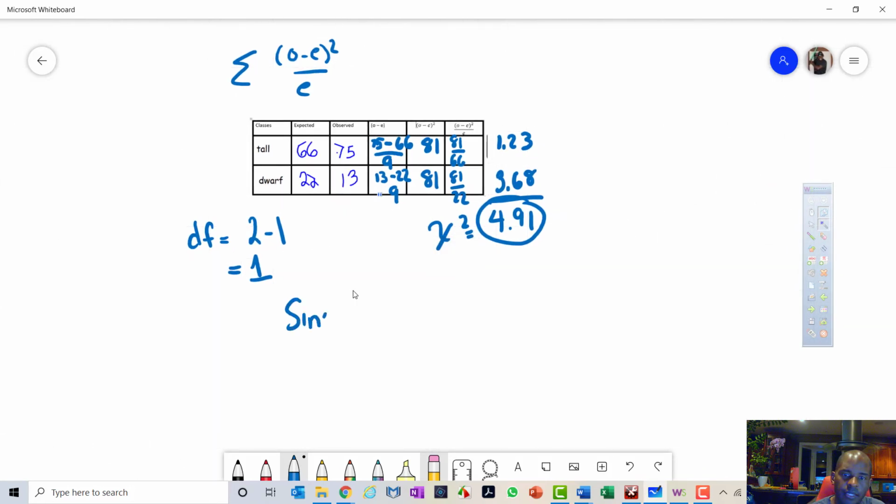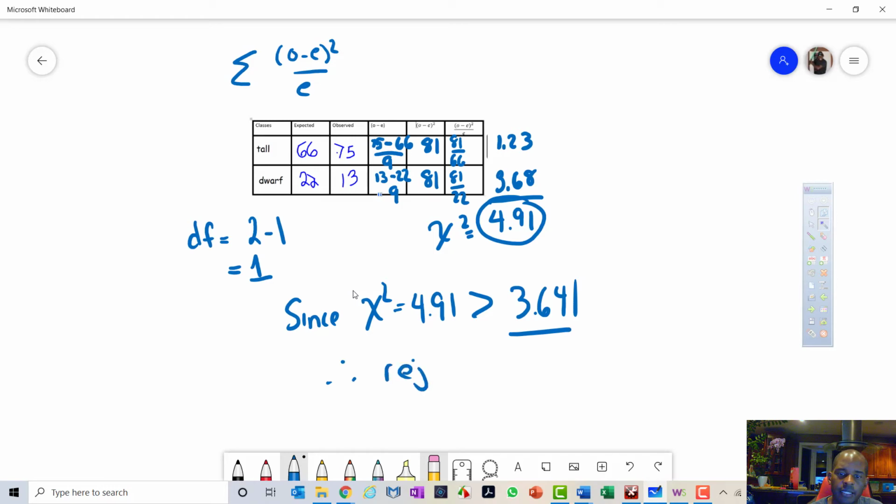Since the chi-square of 4.91 is greater than 3.641, which is the probability on the table, therefore reject the null hypothesis. And the null hypothesis was that we had a monohybrid cross.